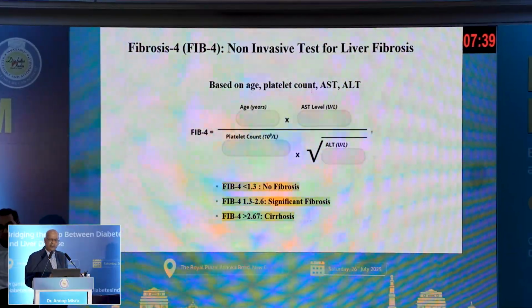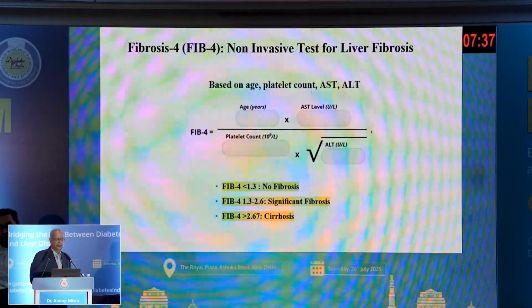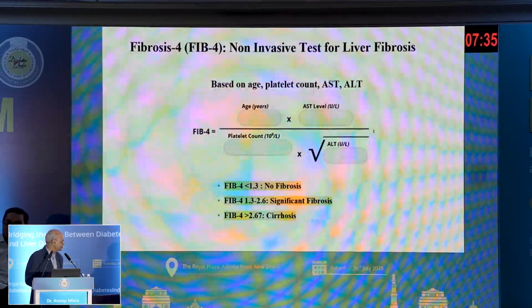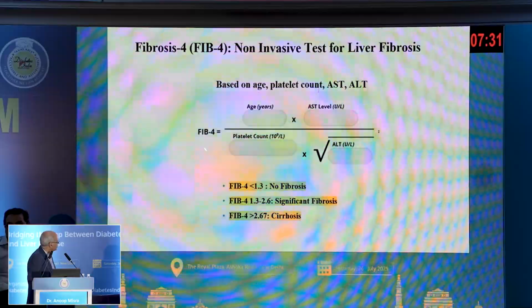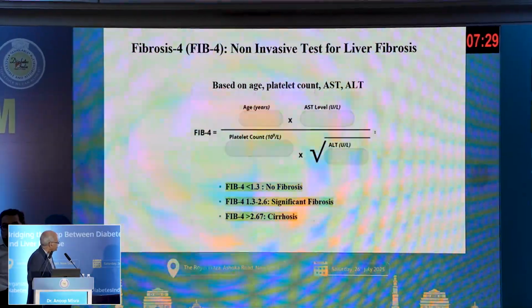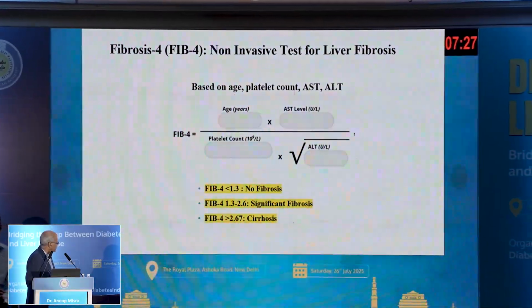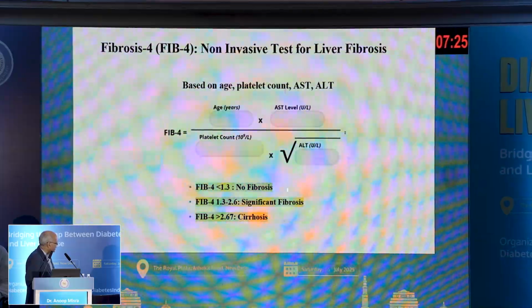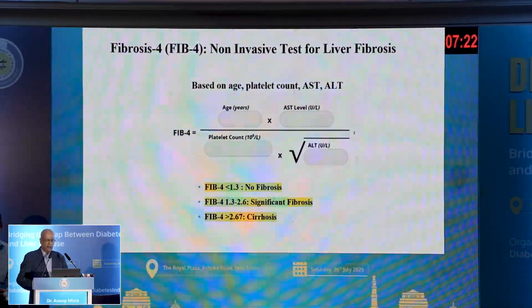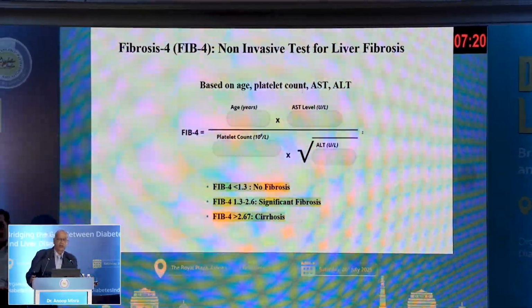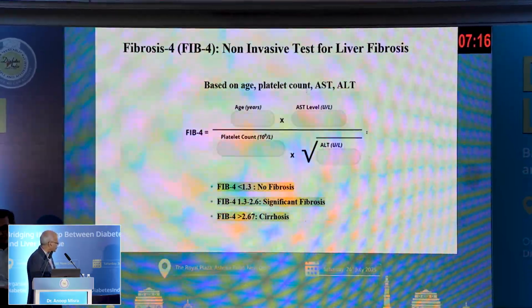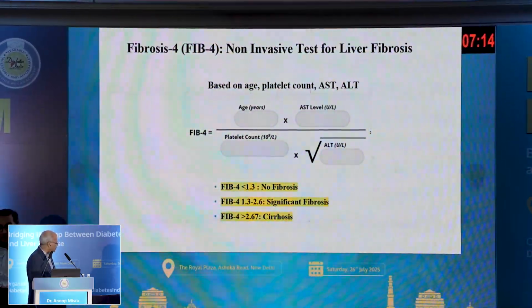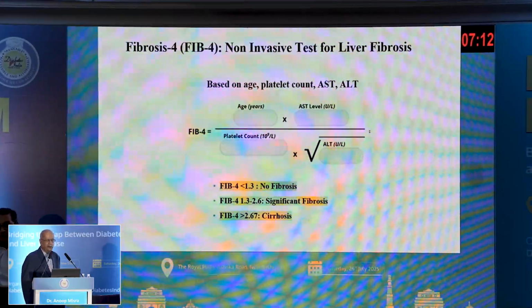And this simple test, which we should do in every patient. It's a ratio, a proportion of age, AST level, platelet count and ALT level, and these are the limits, and I had a lot of help from Ashish on this: less than 1.3, 1.3 to 2.6 and more than 2.6 or 2.67, indicative of different stages.